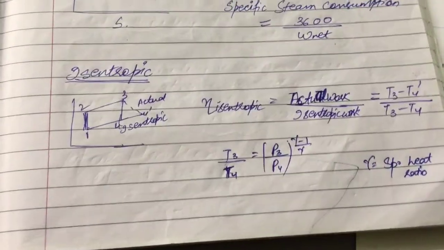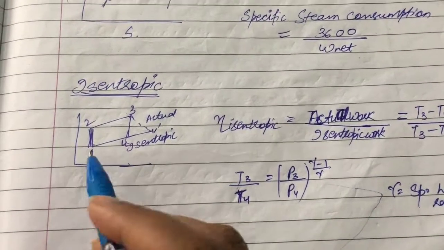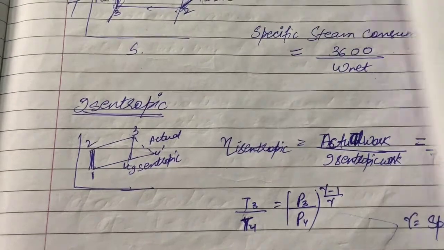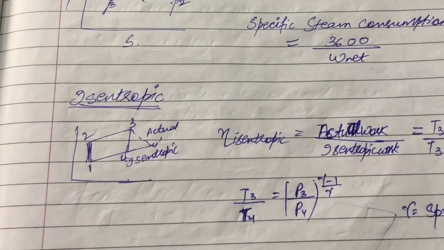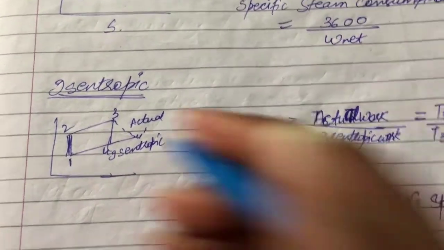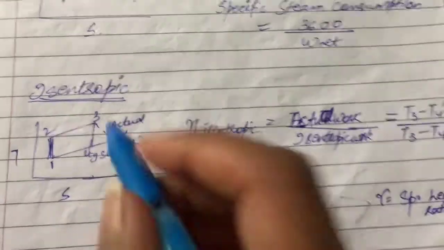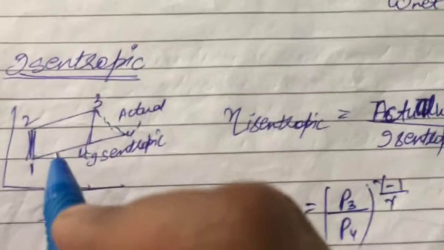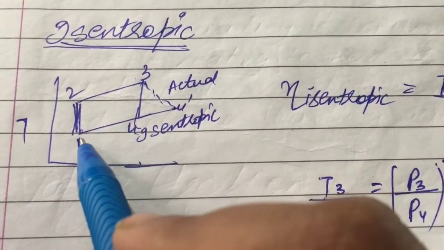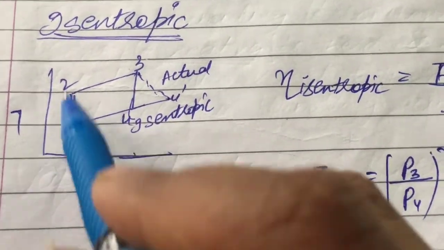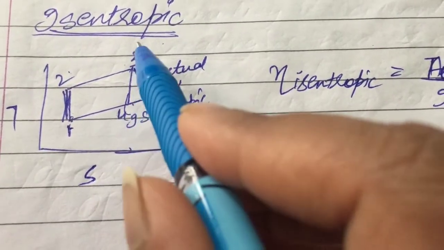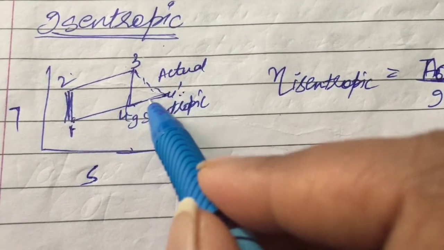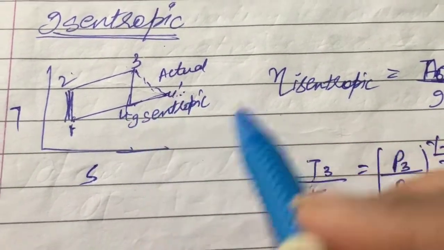Next, for an isentropic process, the temperature versus entropy graph is given. So in that case, this is our actual work done. Let me zoom in on it a bit. So the cycle goes like 1 2 3 4, and 4 dash is our actual work, and from 4 to 4 dash is isentropic work.